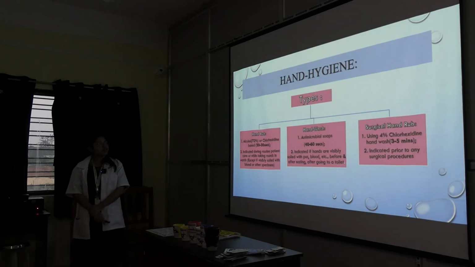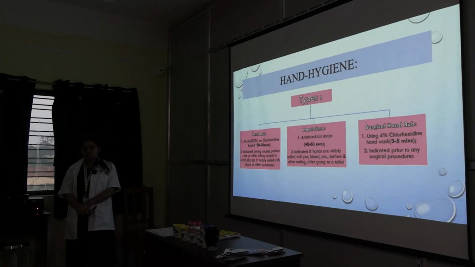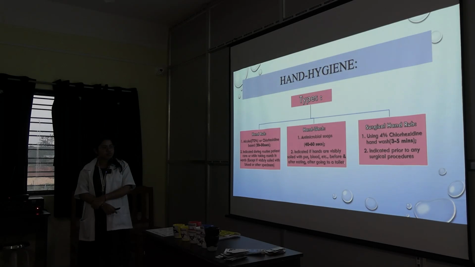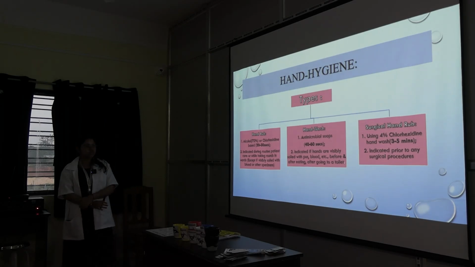So what are the types of hand hygiene? It includes hand rub, hand wash, and surgical hand wash. In hand rub, we use 70% alcohol or chlorhexidine based solutions, in hand wash we will be using antimicrobial soaps, and for surgical hand wash we will be using 4% chlorhexidine based solutions.